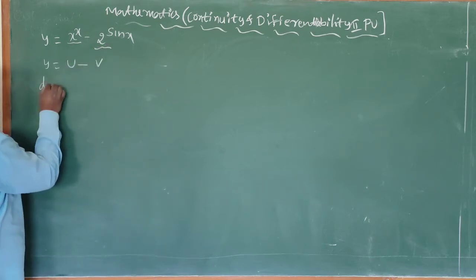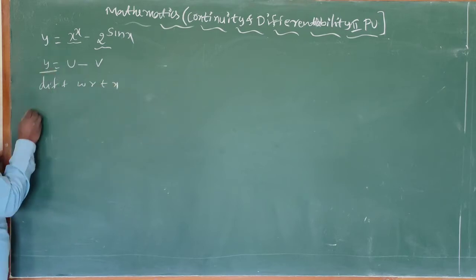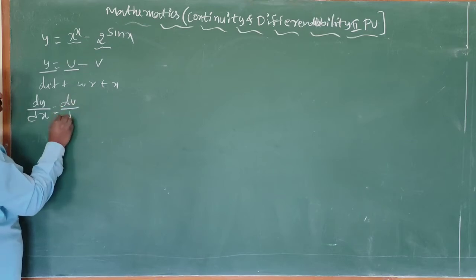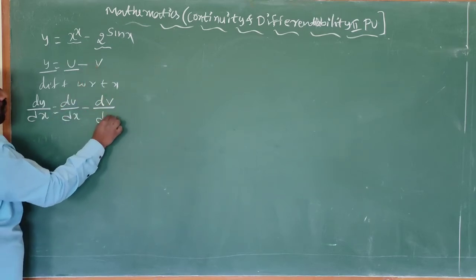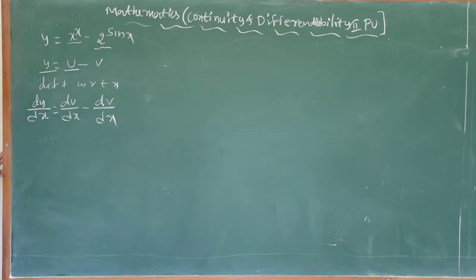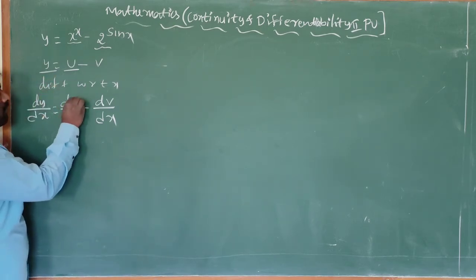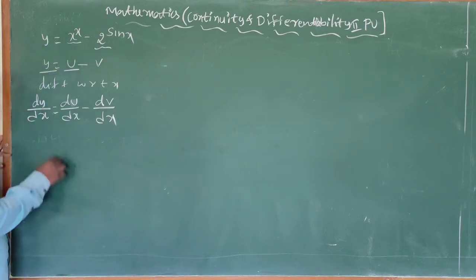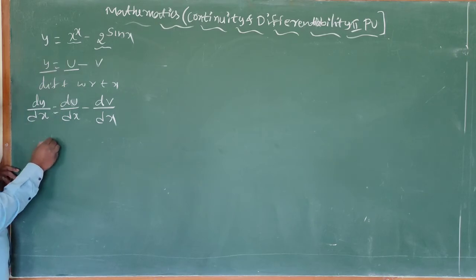Now differentiate with respect to x. y differentiation is dy by dx. u differentiation is du by dx. Minus v differentiation is dv by dx. Now I want to find du by dx minus dv by dx. Separately I have to find du by dx and dv by dx.